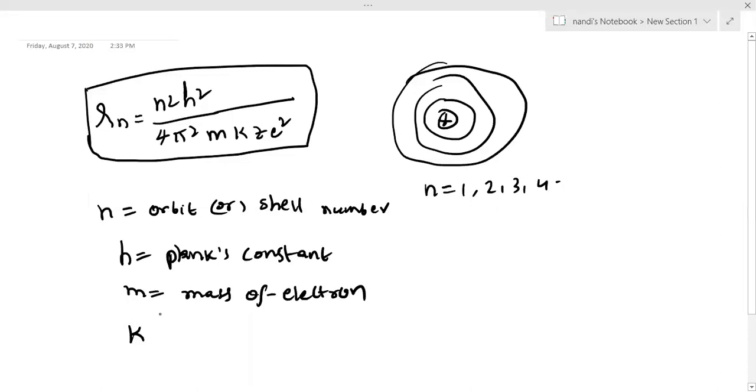K equal to 1 by 4 pi epsilon naught. We are going to be studying this in physics anyway, we don't want this directly. I am giving the value: 9 into 10 power 9 Newton meter square Coulomb inverse, this is minus 2.